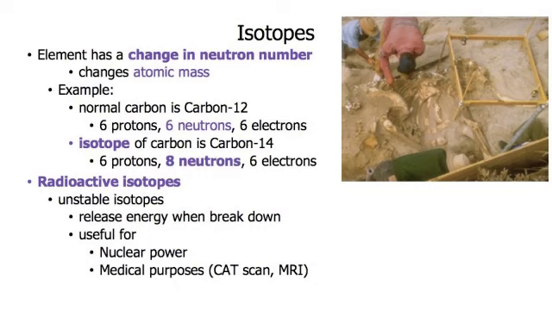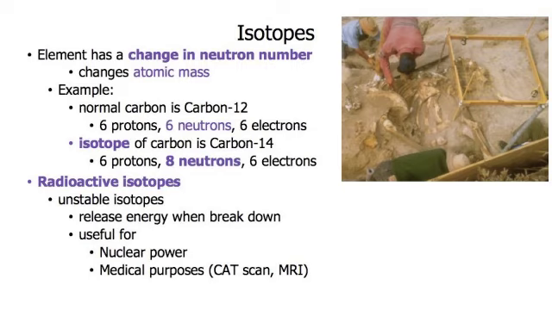Some elements can exist in different forms called isotopes. The different isotopes of an element have the same numbers of protons and electrons, but different numbers of neutrons. So in other words, isotopes are a form of an element that differs in mass.